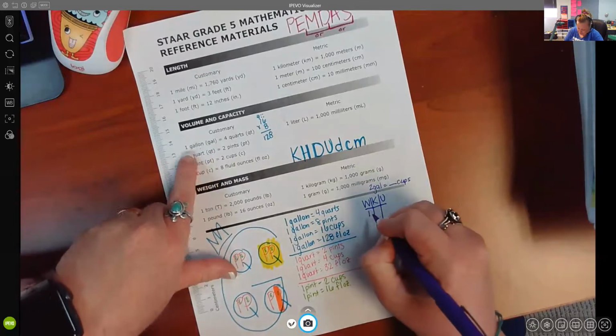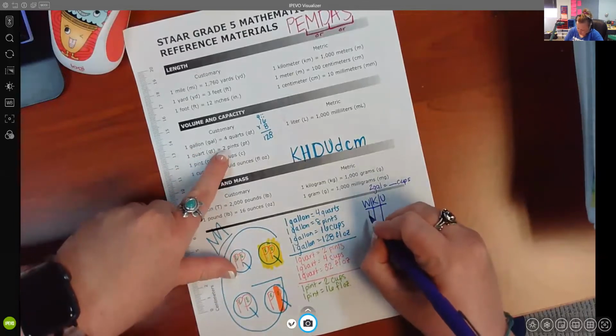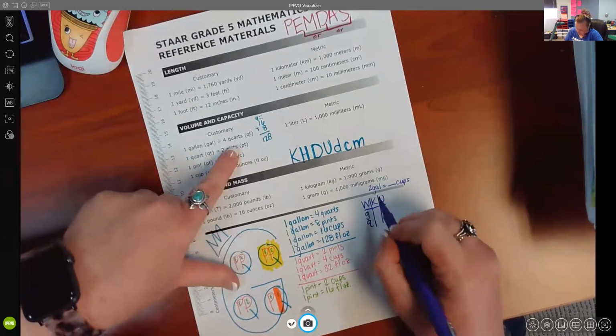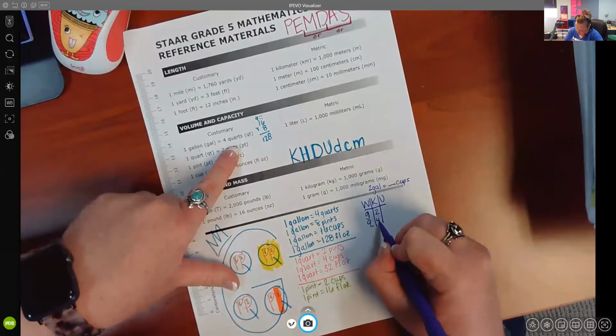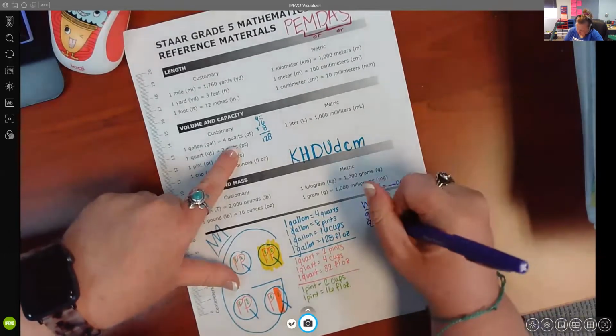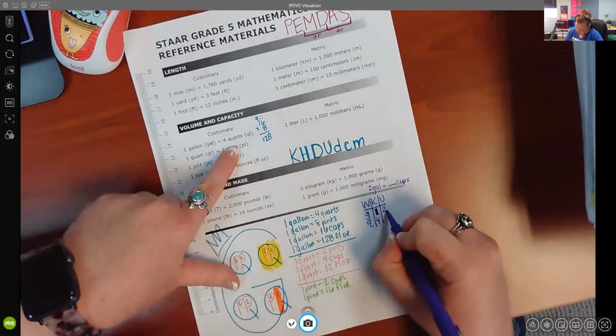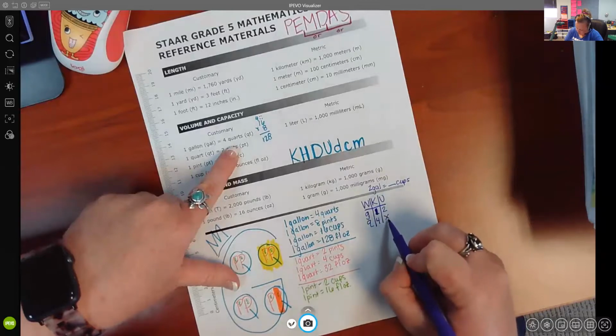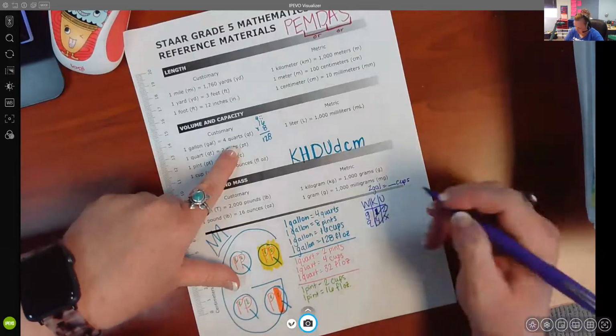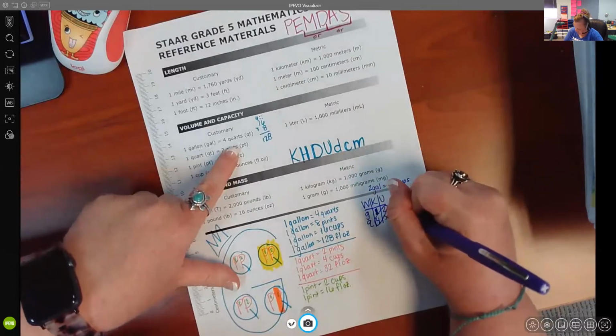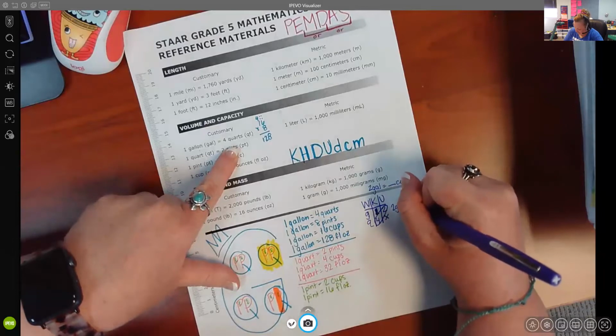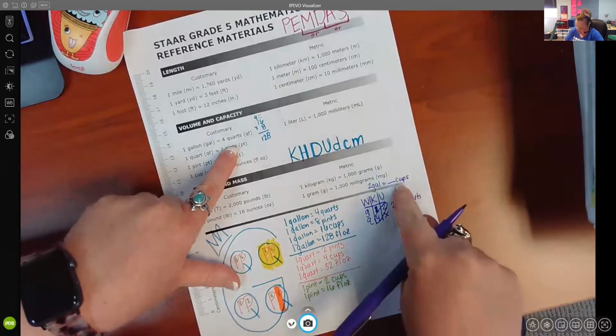So 1 gallon equals, gallon to quart, because I only know that. So 1 gallon equals 4 quarts. But I need to know 2. So I need to know what that is. So I'm going to cross multiply, and that equals 8. So 2 gallons equals 8 quarts. But I still need to get to cups.